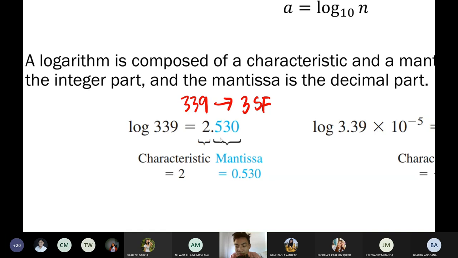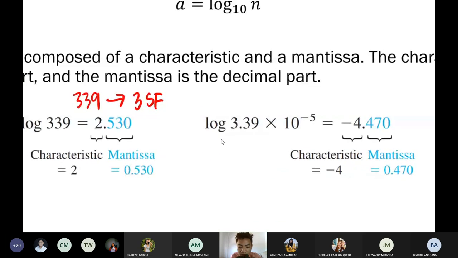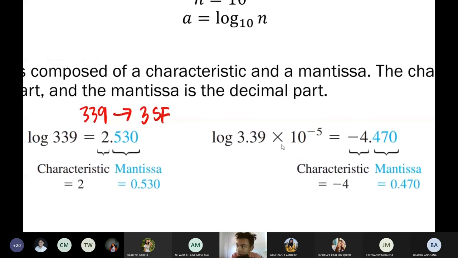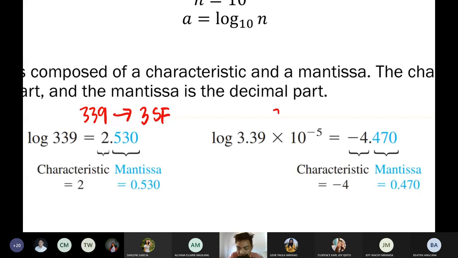So let's have another example here. So we have 3.39 × 10⁻⁵.